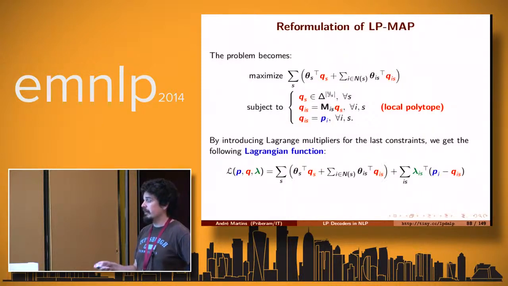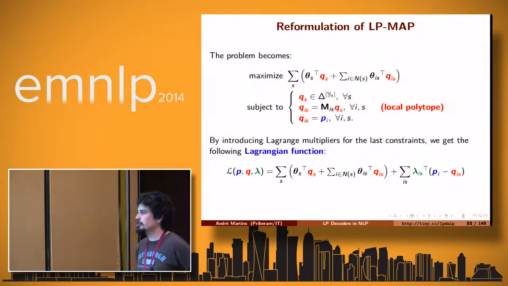So this problem is equivalent to the one that I had before, except that now we have this extra equality constraint. And if, for a moment, we forget that this constraint exists, so if we scratch out this constraint, this problem will be separable in several independent problems, okay? Because this is a summation over factors, and these variables exist only at factor level. So it's this set of equality constraints that is complicating the problem.